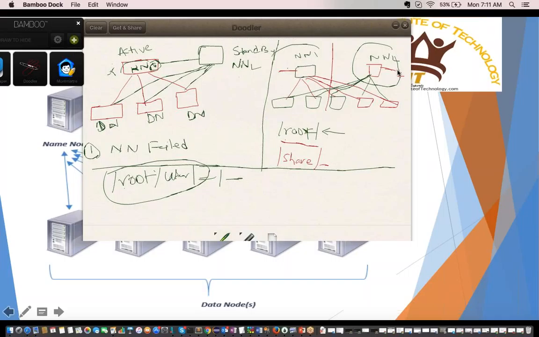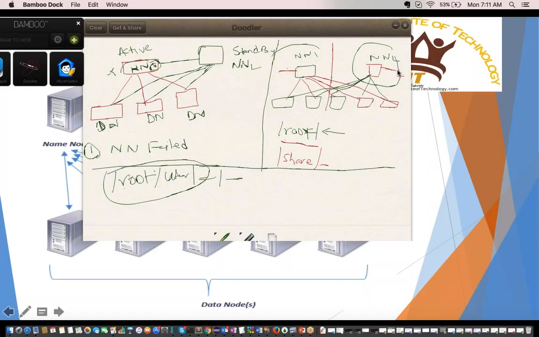One second. You said two different clusters maintain the same data as well?